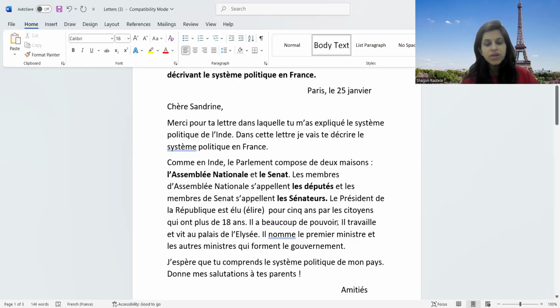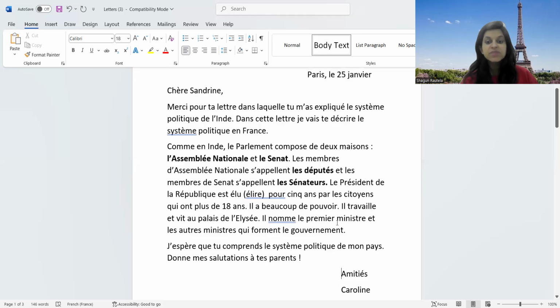I've not mentioned here, do you remember I told you in one of the letters also that you can include culture in your letter. So I've not written the responsibilities of the president. You can even mention that. There was one question on the responsibilities of the French president. So you can even include that in this letter.